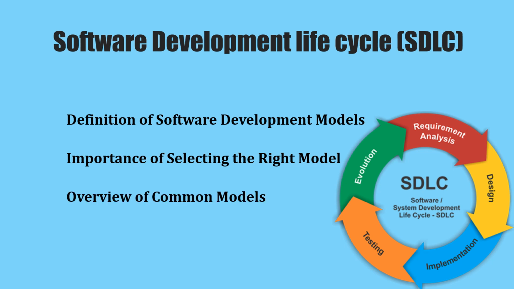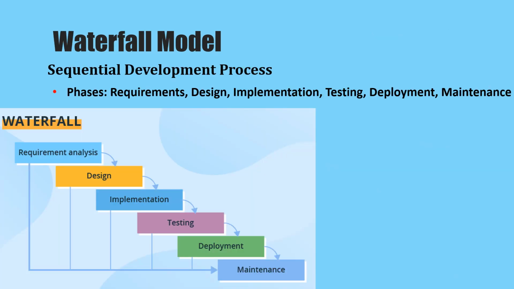Overview of common models. There are various software development models, each with its own set of principal advantages and challenges. Some common models include waterfall, agile, spiral, and V model. Waterfall model, a sequential development process, and these are the phases.